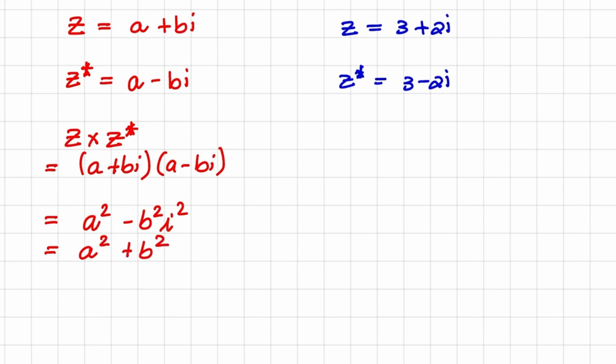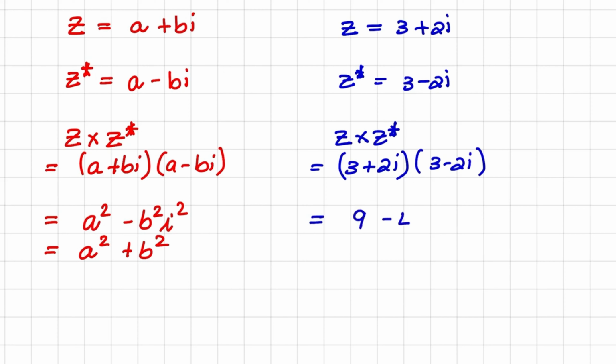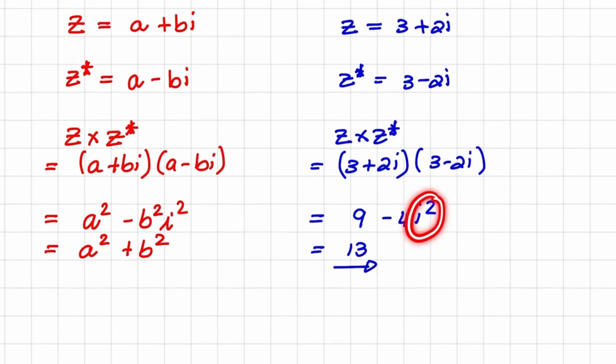So let us look at our example again. We have z times its conjugate, where z is 3 plus 2i, times 3 minus 2i. And when I simplify that, that leads to 9 minus 4i squared. And if I simplify further, it becomes a real number. Remember that i squared is equal to negative 1. So it's 9 minus 4 times negative 1, which is 9 plus 4, and that becomes a real number of 13.